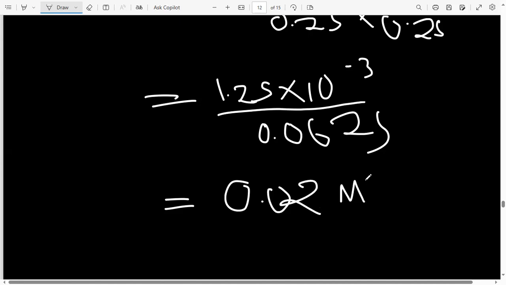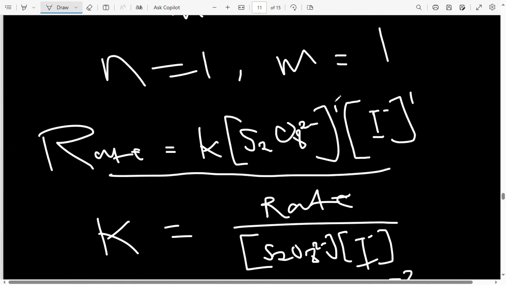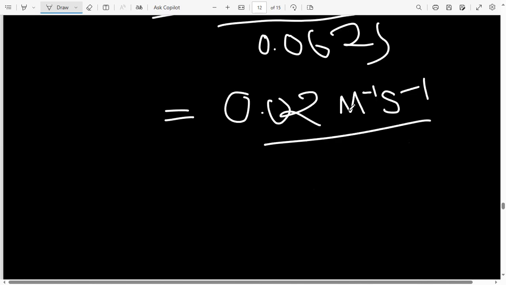Then the units will be molar to the power minus 1 and second to the power minus 1. Why? Because of the overall order for this reaction. This first reactant has order 1, the second reactant has order 1, so the overall order for this reaction is 2. Whenever the order of the reaction is 2, the unit should be M to the power minus 1 s to the power minus 1. So this is the value of K.